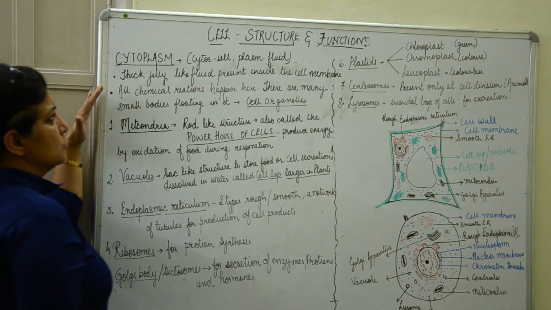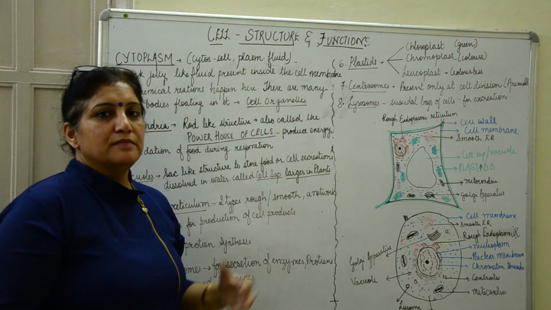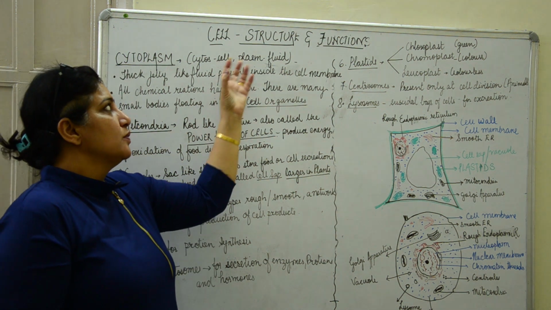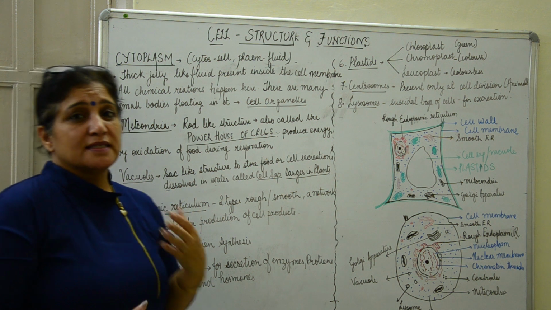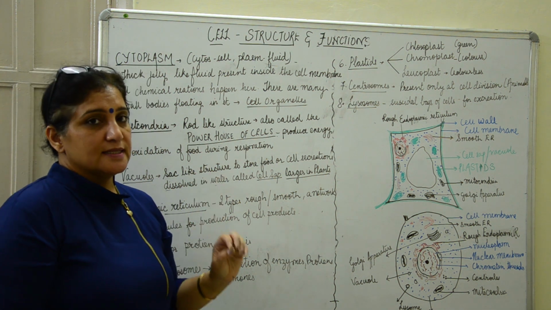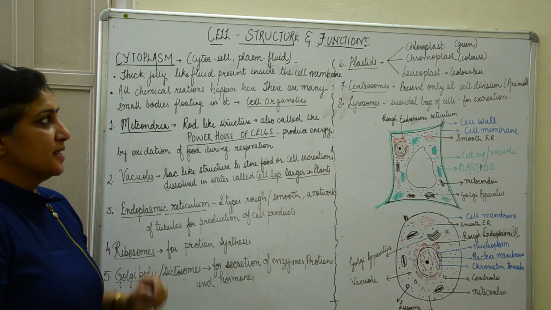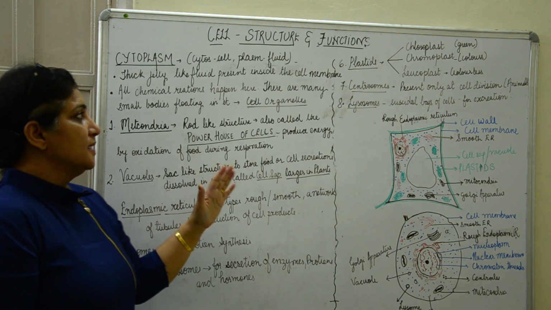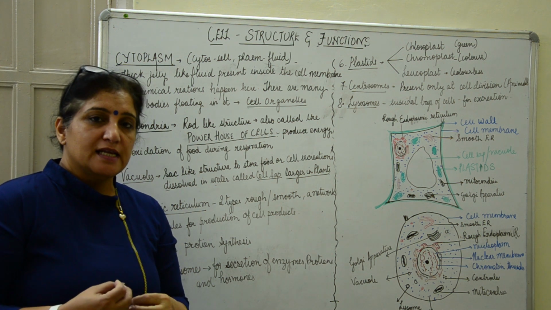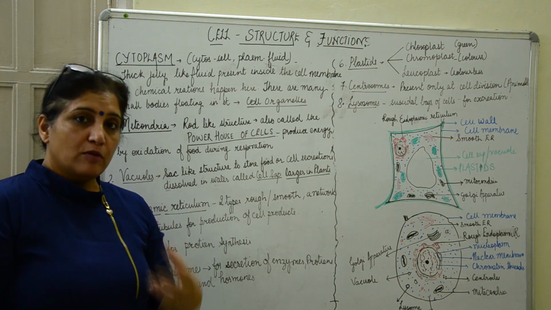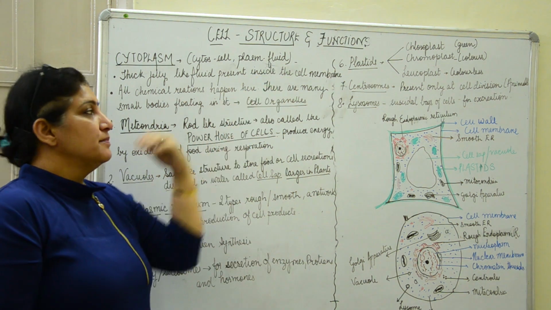So now we come to the cytoplasm. Cyto means cell and plasm means fluid. So it is the fluid which is present in the cell. It's a jelly-like, thick, viscous fluid present inside the cell membrane, and all chemical reactions of the cell take place here. It also contains many small cell organelles which are part of the cell metabolism and perform important functions for the cell. They are suspended in this jelly-like material.